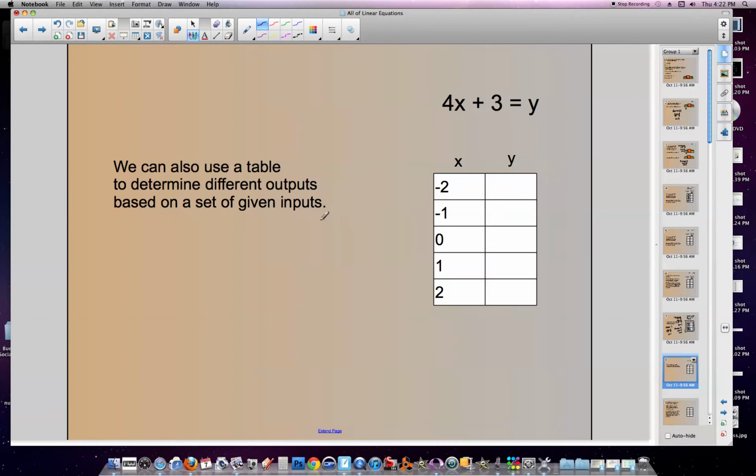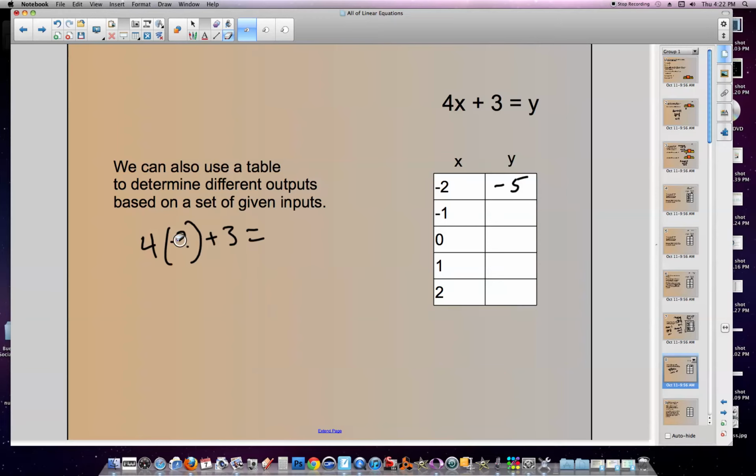We can work backwards. Instead of saying, here's the output, figure out the input, we can say, what if I put negative 2 into this function? What's the answer going to be? Well, 4 times negative 2 plus 3 equals, well, what is 4 times negative 2? That's negative 8. And negative 8 plus 3, get out your number line if you need to, is going to be negative 5. So that goes there. This is easy enough. What about when it's negative 1? Let's erase this.